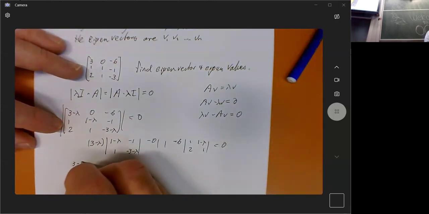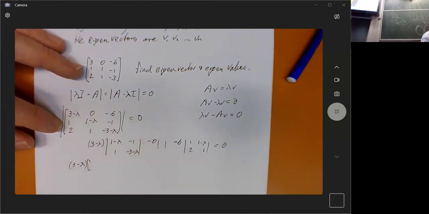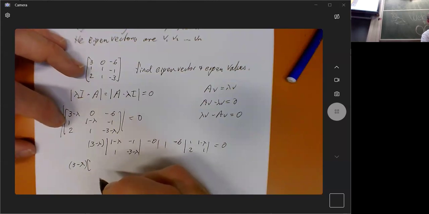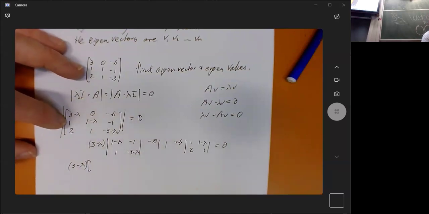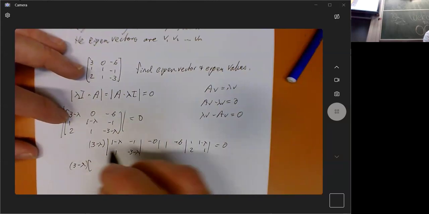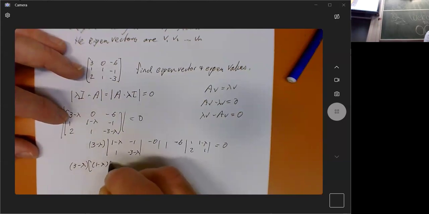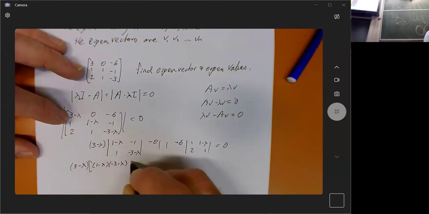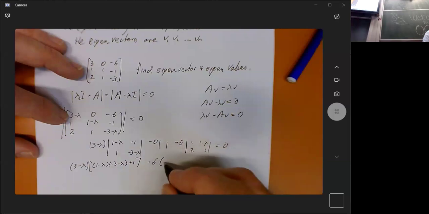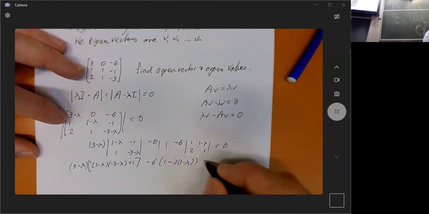So one of the things I'm doing, and it doesn't always work, is I'm not going to fully expand into a cubic if I can help it. I may not be able to help it, but if I can avoid expanding all the way into a cubic, I will do that. So 1 minus lambda, minus 3 minus lambda, plus 1. And then minus 6 by 1 minus 2, 1 minus lambda, all equal to 0.